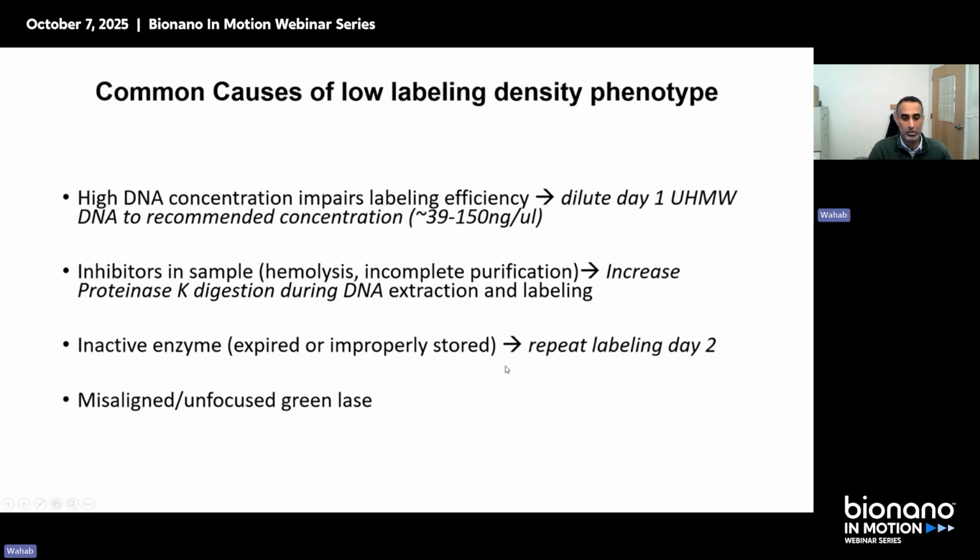And just some no-brainer reminders: storing the reagents at the proper temperature, and making sure the business end of that kit, the enzyme, is not rendered inactive. And you could have more hardware-related issues that require a preventative maintenance call, and that could also result in seeing this low labeling density if it's seen over time.